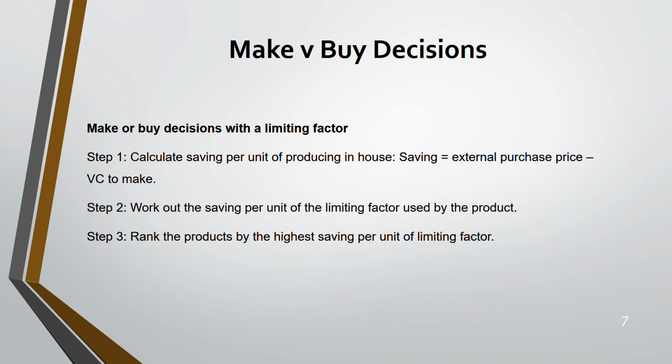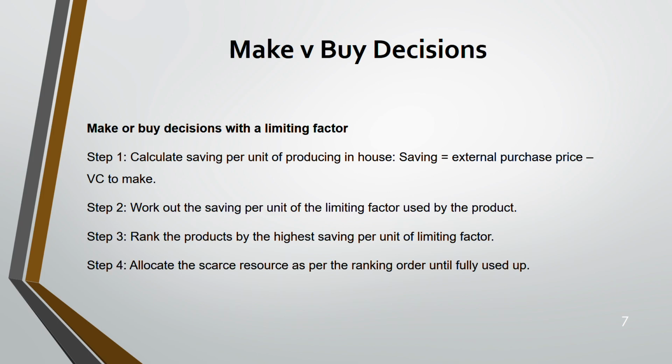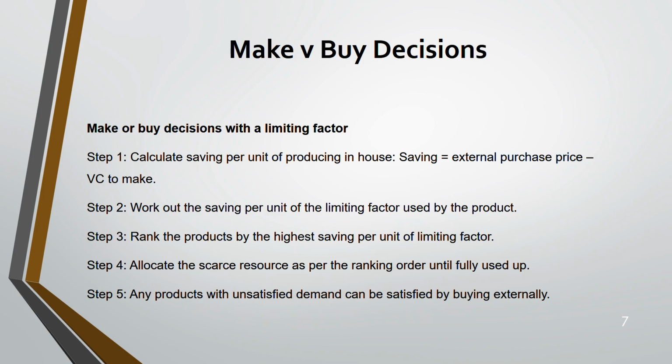Step 3. Based on the saving per unit of limiting factor, you rank the products. How do you rank? The highest saving per unit of limiting factor will be ranked first, and then second, third, fourth, like that. Step 4. Allocate the scarce resources that you have based on the order of rank until you have fully utilized the resource.